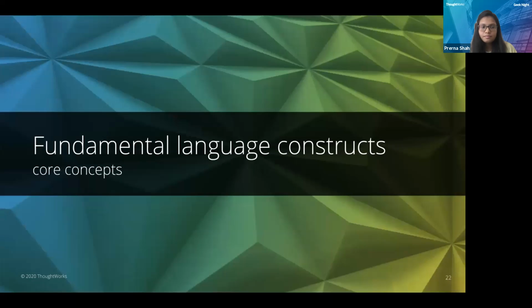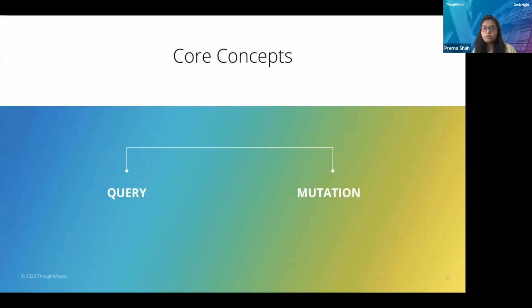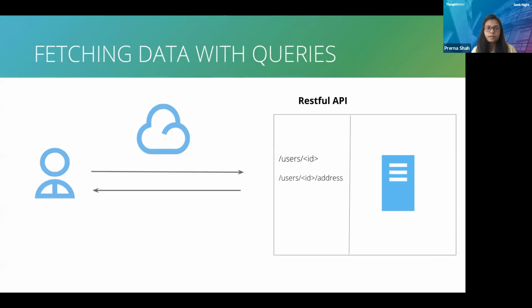Cool. So moving forward, let's talk about the fundamental language constructs of GraphQL, which are the core concepts as well, right? So broadly, herein, we'll be talking about two of the main core concepts. One would be the query and the other would be the mutation. Okay. So let's here see how we can use a query to fetch the data from a GraphQL API.